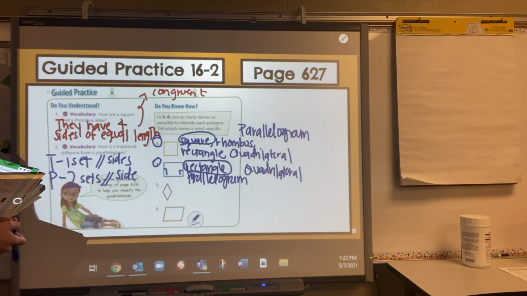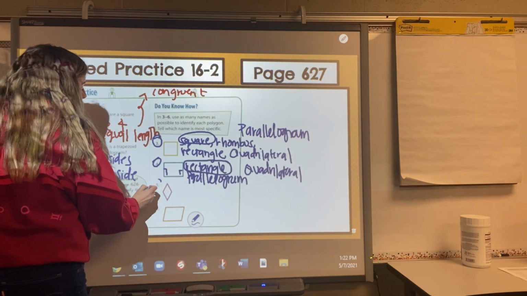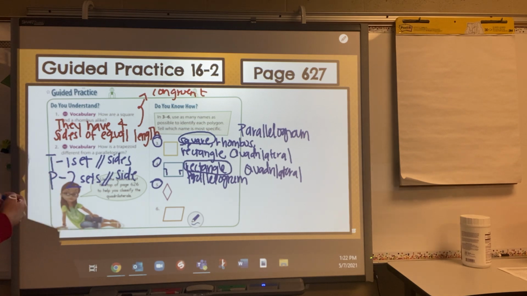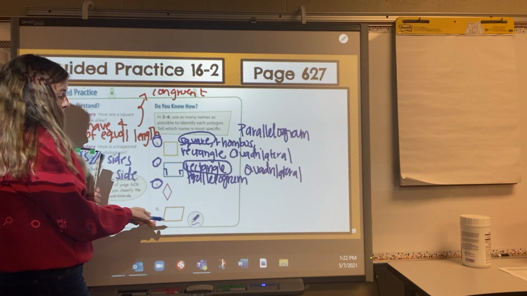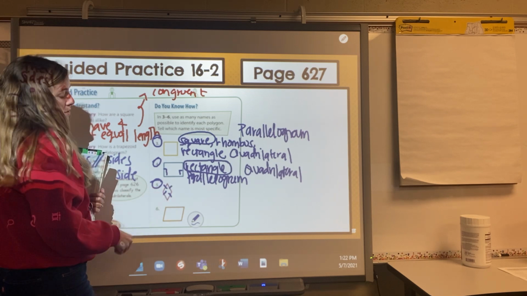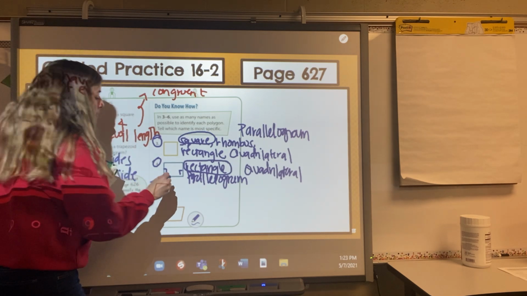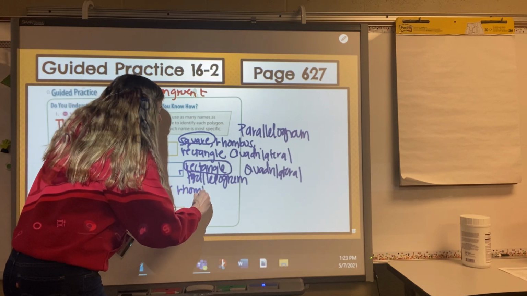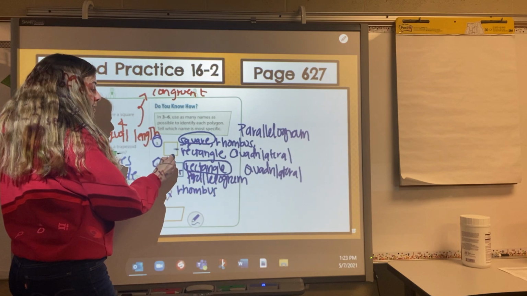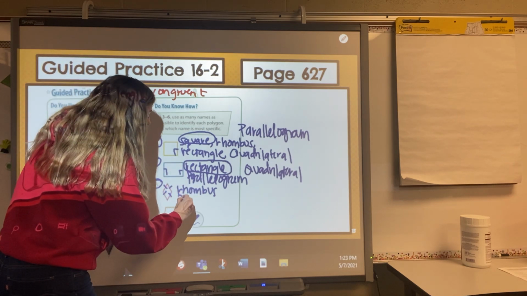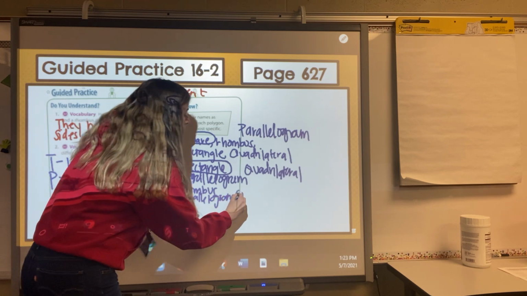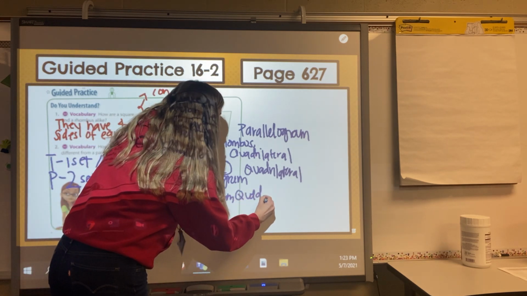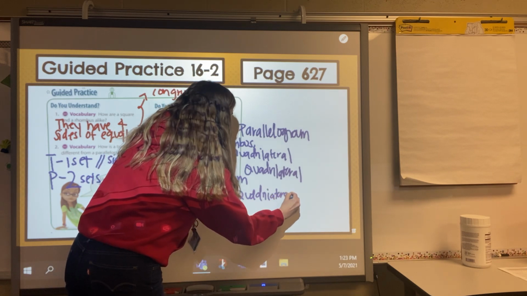Okay, let's go ahead and try number 5. There's going to be 3 classifications for this one. Okay, well, we know it's a quadrilateral. It has 2 sets of parallel sides, so it's a parallelogram. All 4 sides are congruent, so the most specific classification we're going to have is a rhombus. It's not a square because it doesn't have 4 right angles. So we've got rhombus, parallelogram, and then quadrilateral.